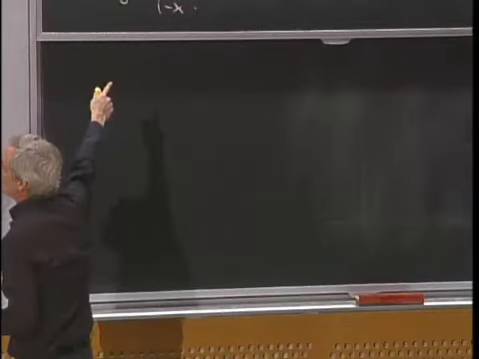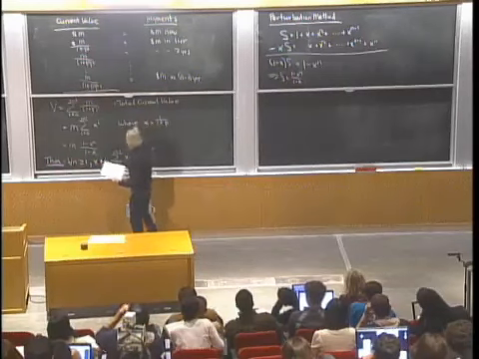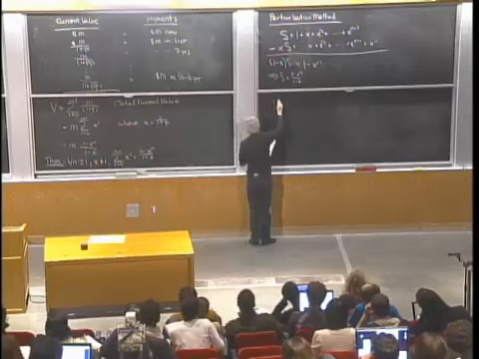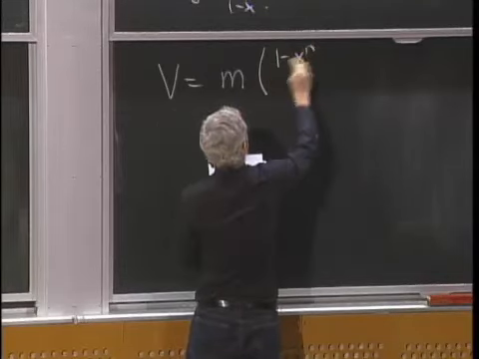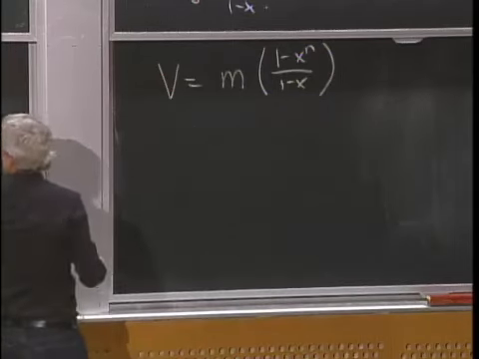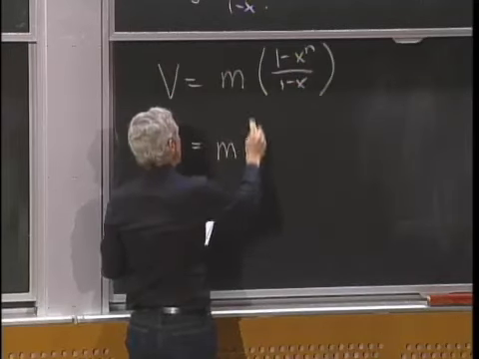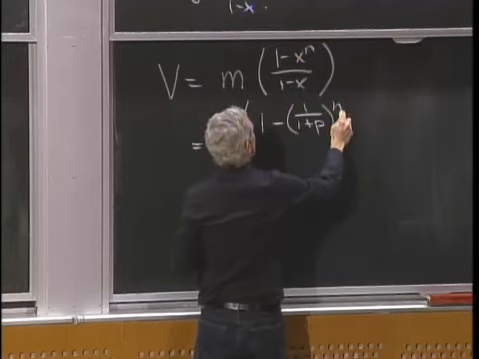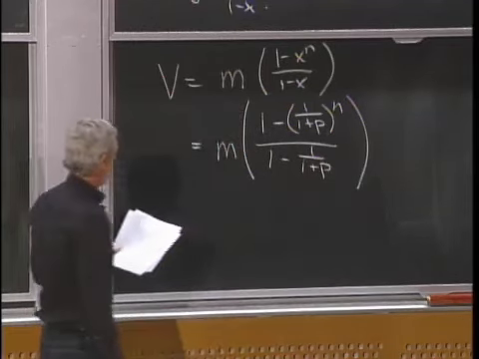Okay, so getting back to our annuity problem, we can plug that formula back in here. So the value of the annuity is m times 1 minus x to the n over 1 minus x. We'll plug in x equals 1 over 1 plus p, and we get m times 1 minus 1 over 1 plus p to the n over 1 minus 1 over 1 plus p, just plugging in.